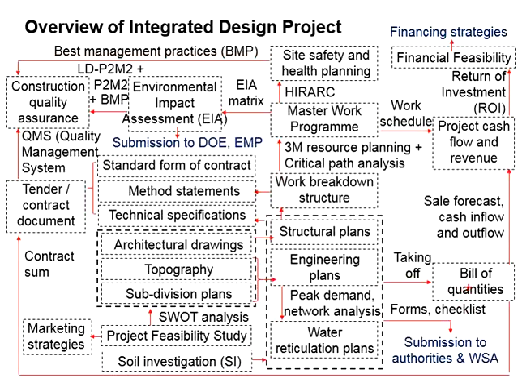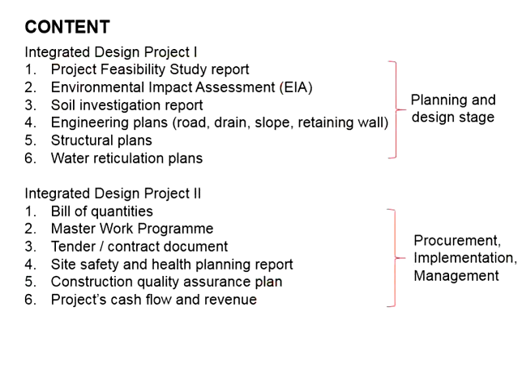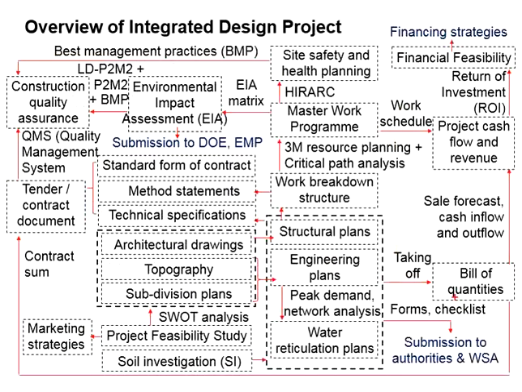Now that we have covered the bills of quantities, work breakdown structures, master work program, site safety and health planning, tender and contract documents, quality assurance plans, we have one more item to be covered, which is about the project cash flow and revenue. This will have to base on the bills of quantities. The bills of quantities itemize the work in accordance to the technical specifications on basis of the quantities.